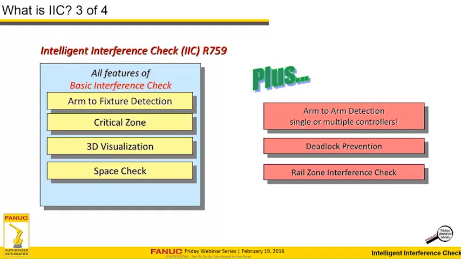More on what IIC is. It's really all of the features of Basic Interference Check, arm to fixture detection, critical zones, 3D visualization, and space check, plus arm to arm detection with single or multiple controllers, a deadlock prevention function, and real zone interference check.